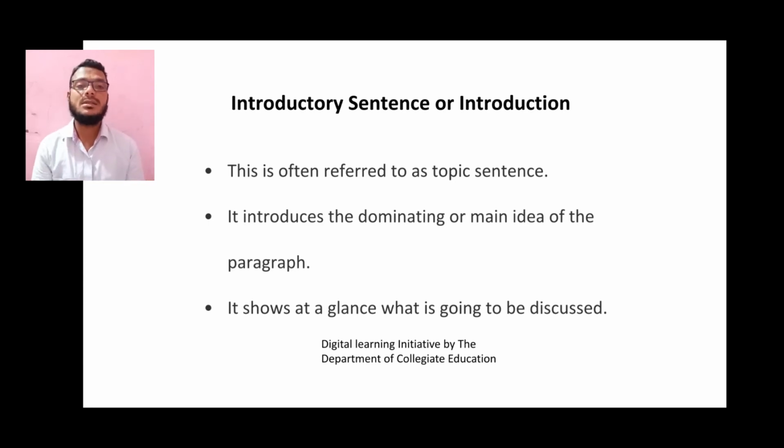And then the third point is it shows at a glance what is going to be discussed. In this paragraph, in the next paragraphs, in this essay, we are going to study or discuss the advantages and disadvantages of mobile. You have to state, or show, or tell what you are going to discuss in your further essay. Okay, this is about how the introduction should be.